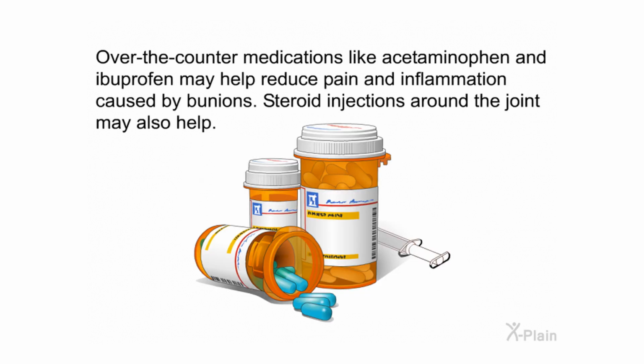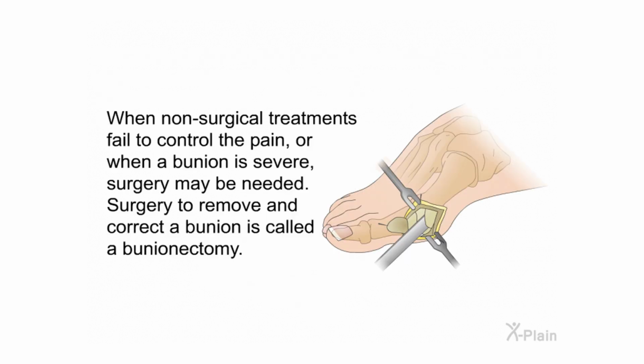Over-the-counter medications like acetaminophen and ibuprofen may help reduce pain and inflammation caused by bunions. Steroid injections around the joint may also help. When non-surgical treatments fail to control the pain, or when a bunion is severe, surgery may be needed. Surgery to remove and correct a bunion is called a bunionectomy.